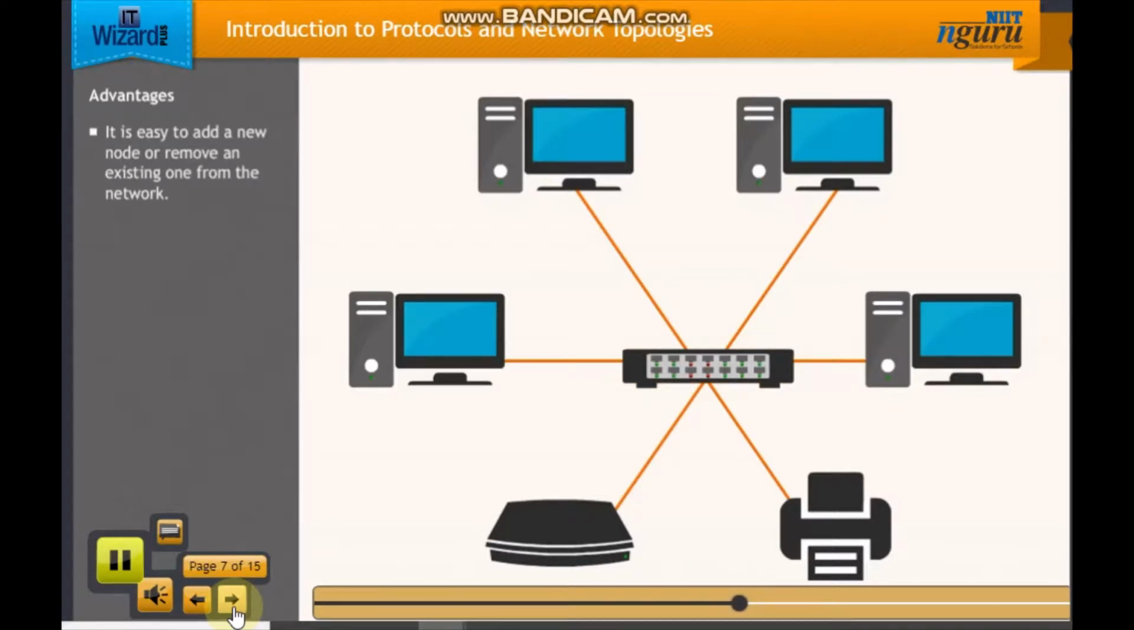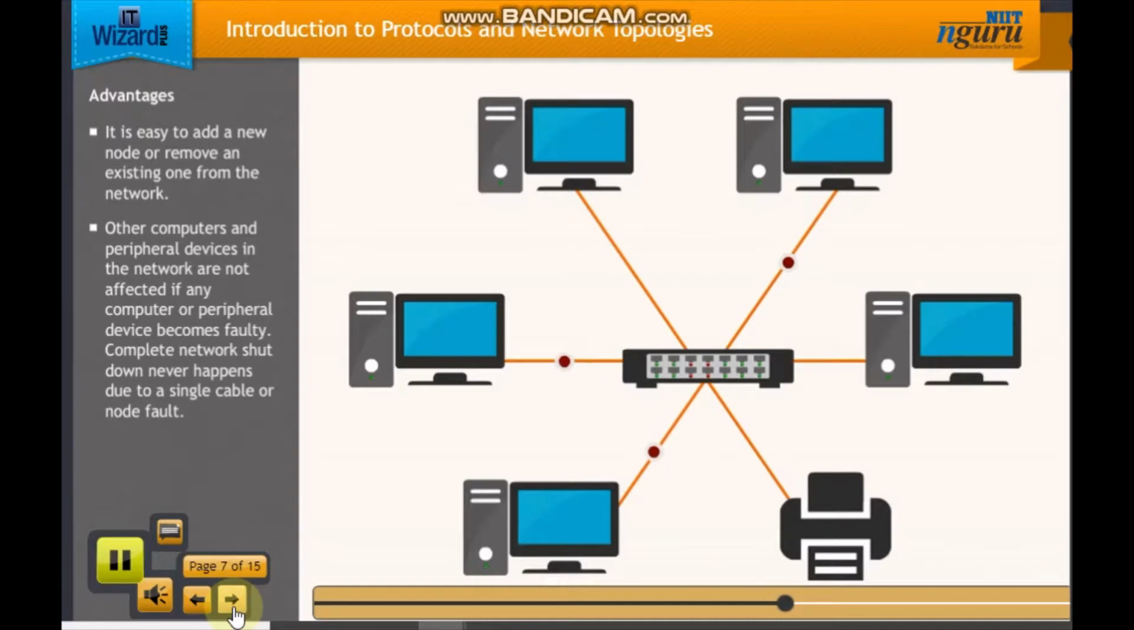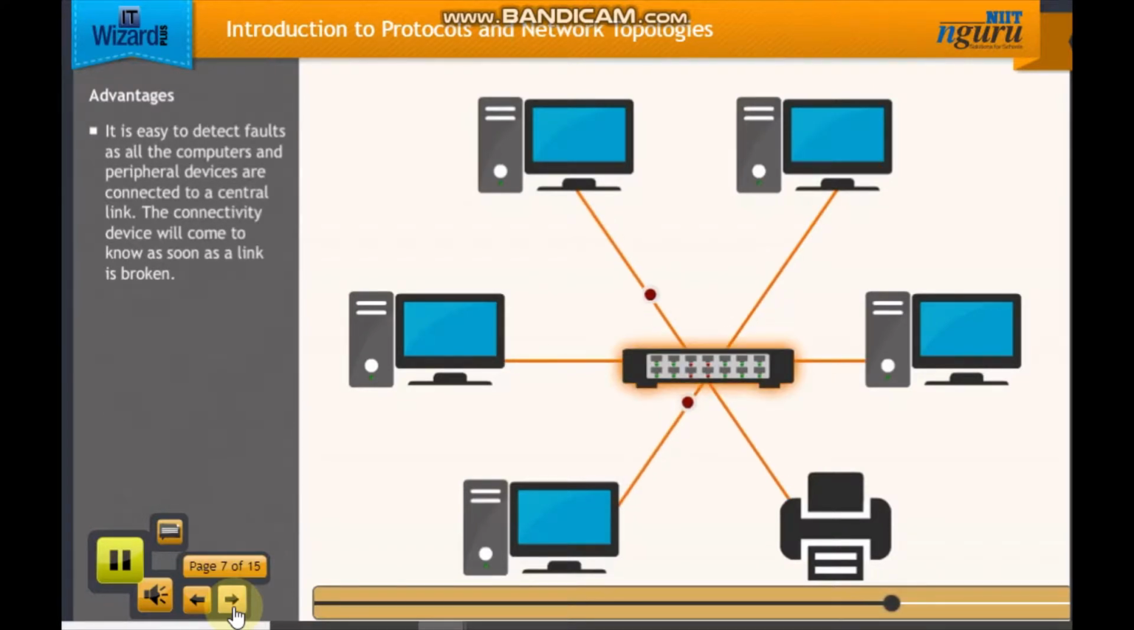Advantages. It is easy to add a new node or remove an existing one from the network. Other computers and peripheral devices in the network are not affected if any computer or peripheral device becomes faulty. Complete network shutdown never happens due to a single cable or node fault. It is easy to detect faults as all the computers and peripheral devices are connected to a central link. The connectivity device will come to know as soon as a link is broken.